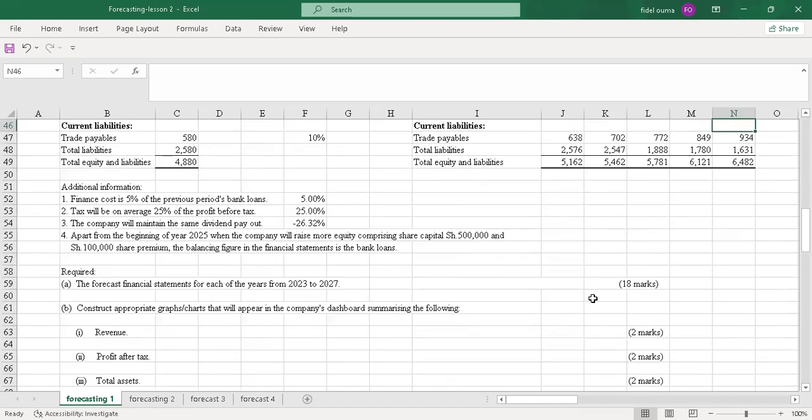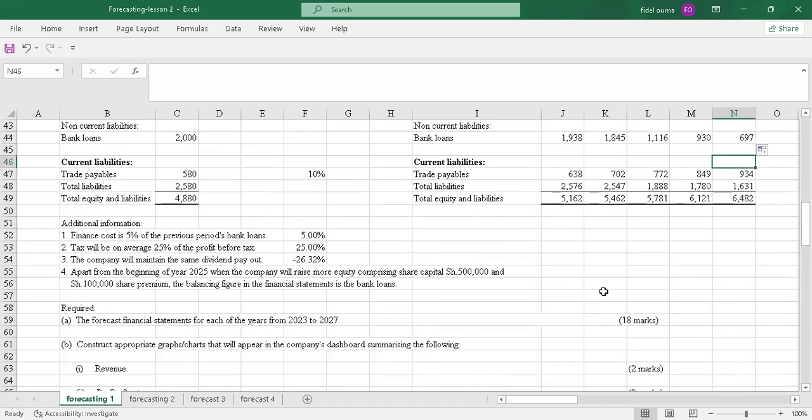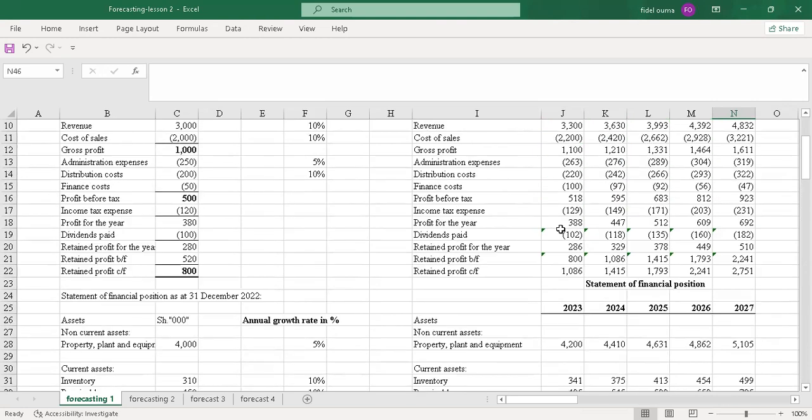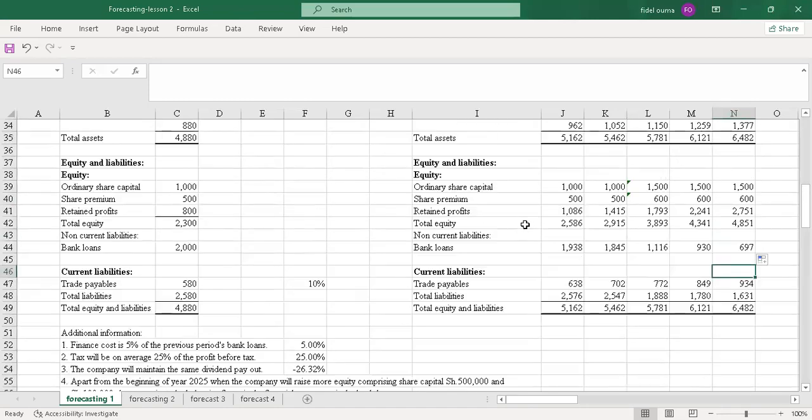So I've done the first part. We are saying the forecast financial statement for each of the years from 2023 to 2027. So that's how we are supposed to do this question. And you can see how many marks. Yeah, and you will get your 18 marks.